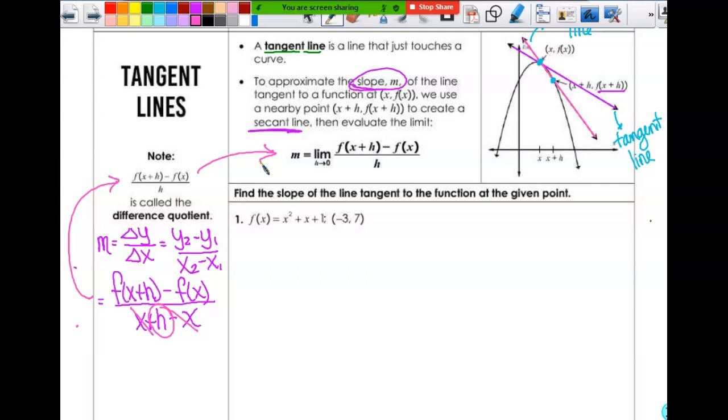Okay, does that help some? So we find the slope using these 2 points, right? We don't know what h is, that's okay. And as h approaches 0, that's going to be our limit, and that'll give us our actual slope.